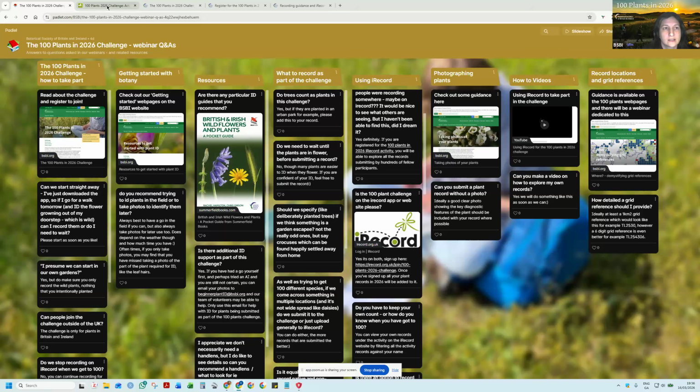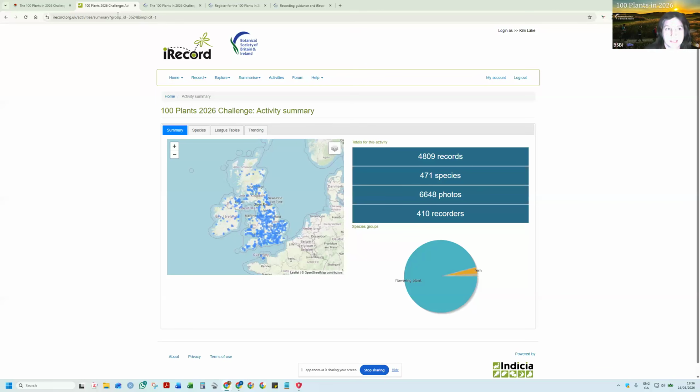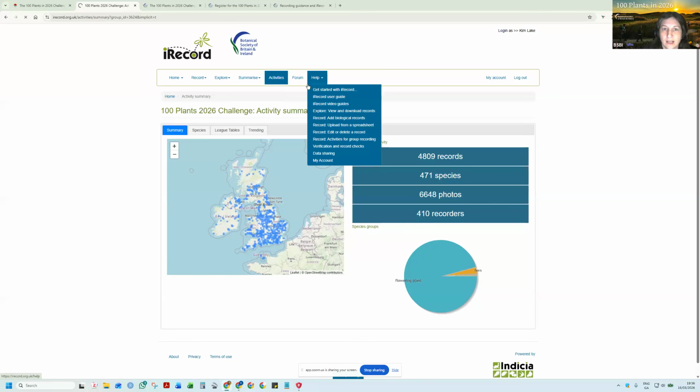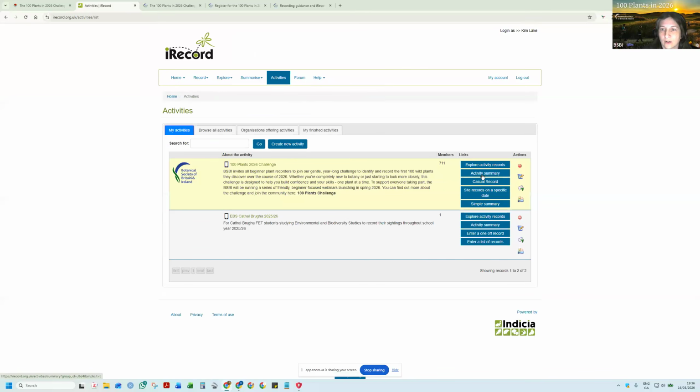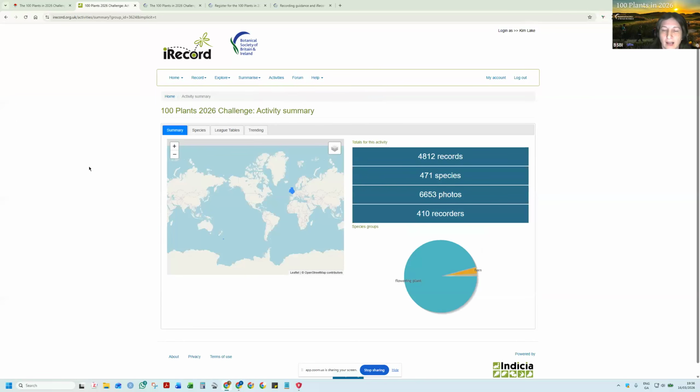The other site I just want to flick over to, to show how well we're doing so far, is the actual iRecord dashboard, which I should have looked at the start, so sorry for that. When you log into your account on iRecord on your computer, you can go into activities and look at your activity summary, and it will show you how everybody's doing in the challenge so far.